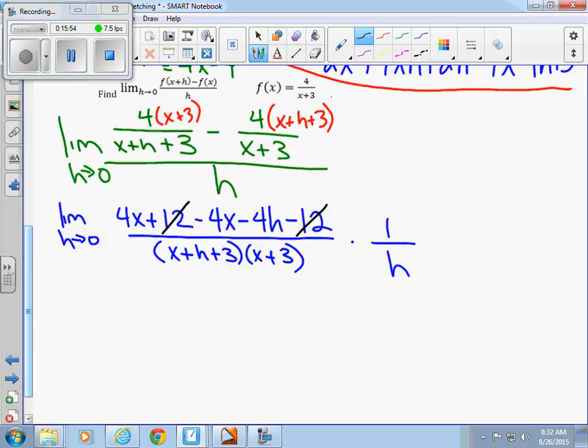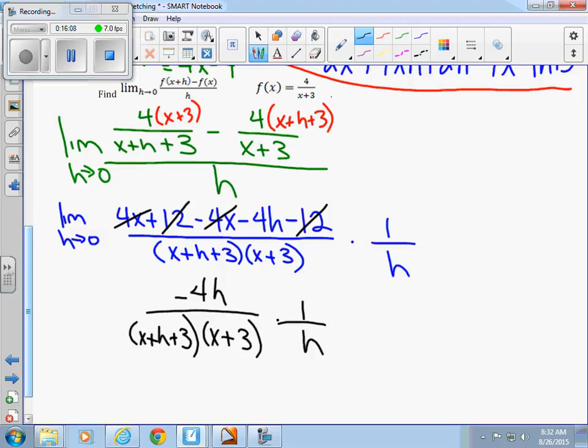Most cancel. The 4x is canceled. So I'm left with negative 4h over x plus h plus 3 times x plus 3. Really quick notational note. You notice how I'm writing the limit as h approaches 0 on each step? I want to see you do the same thing. So make it look like mine looks.